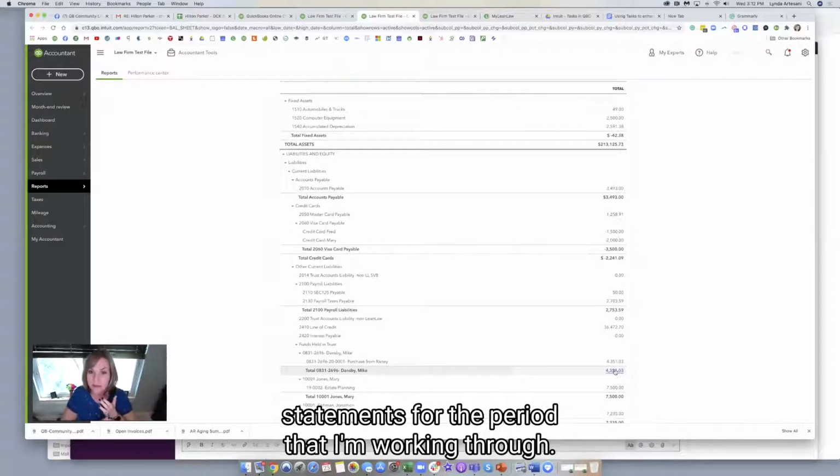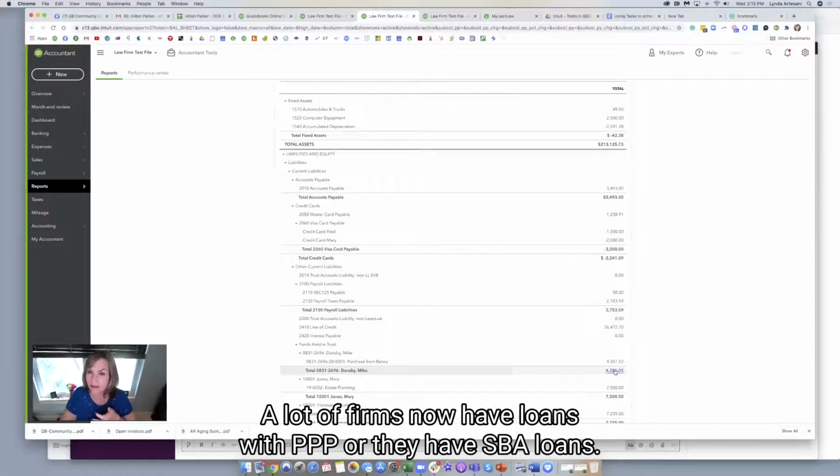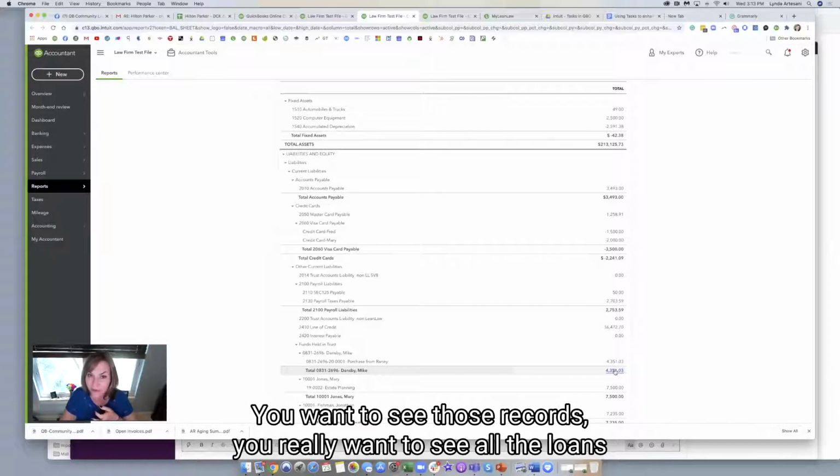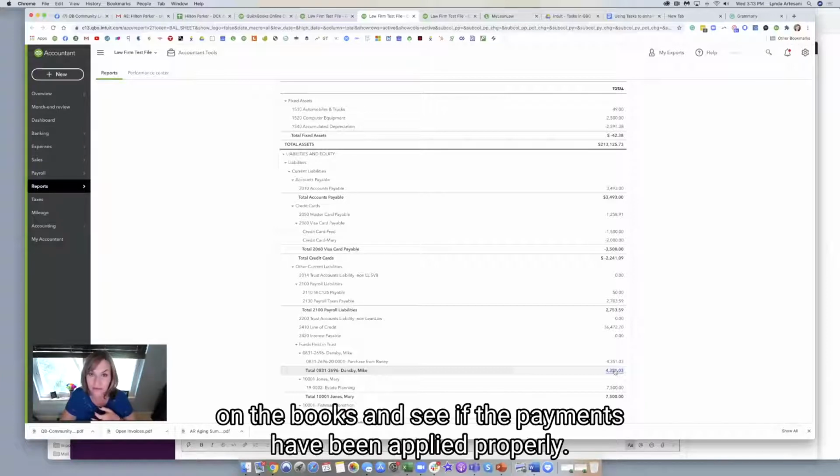I'd ask for bank statements for the period that I'm working through. I would ask for any loan documents. A lot of firms now have loans with PPP or they have SBA loans. You want to see those records. You really want to see all the loans on the books and see if the payments have been applied properly.